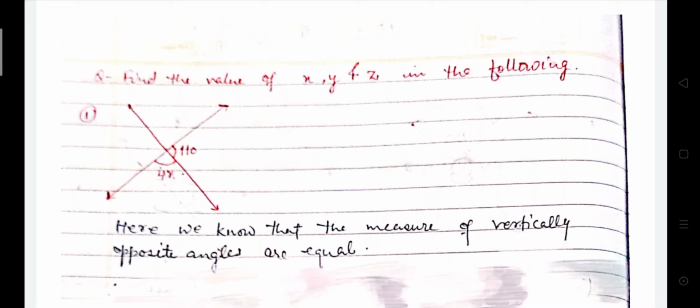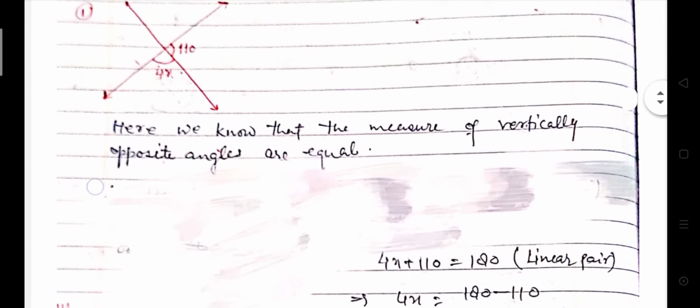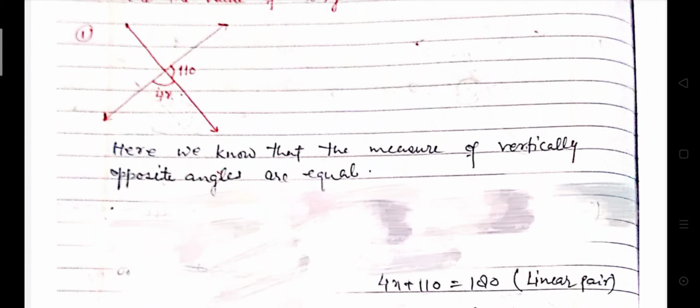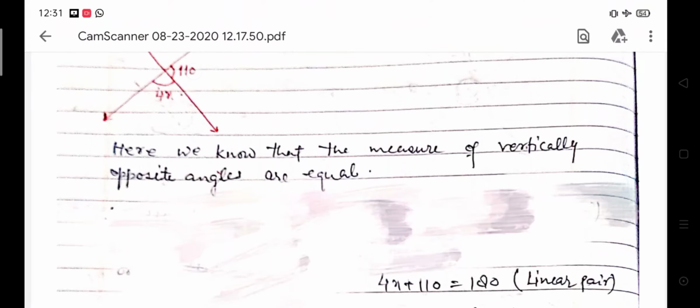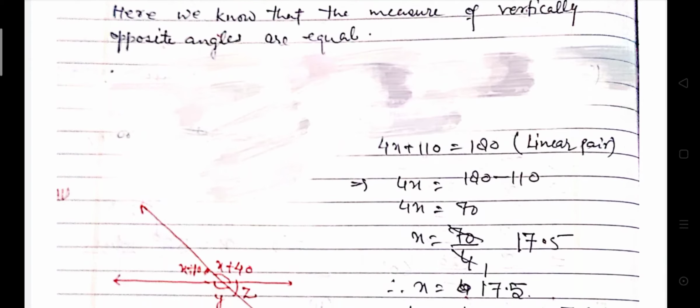Here we can just see that on the lower side of this line there are two angles formed, 4x and 110, which make a linear pair. We know that the sum of the angles in a linear pair is 180 degrees. So when we add 4x and 110, we get 4x plus 110 is equal to 180. Why have we written this? By the definition of linear pair.